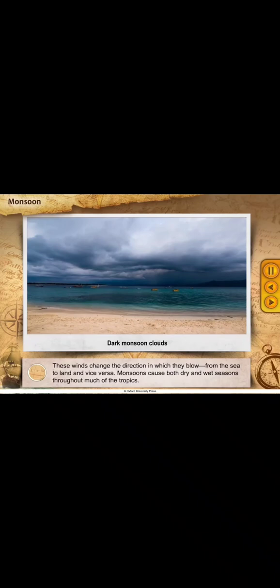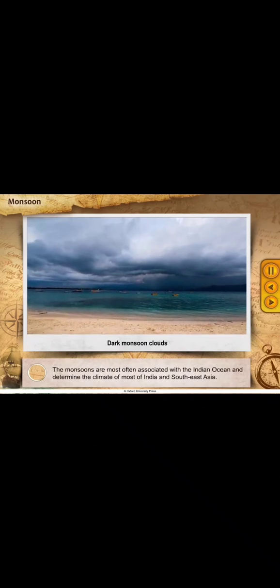Monsoons cause both dry and wet seasons throughout much of the tropics. The monsoons are most often associated with the Indian Ocean and determine the climate of most of India and Southeast Asia.